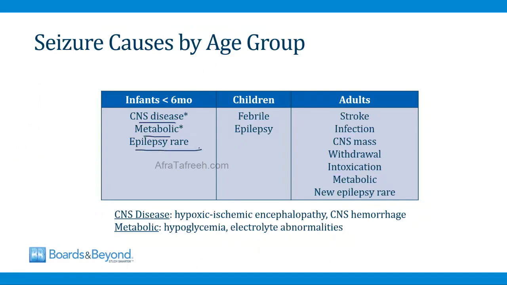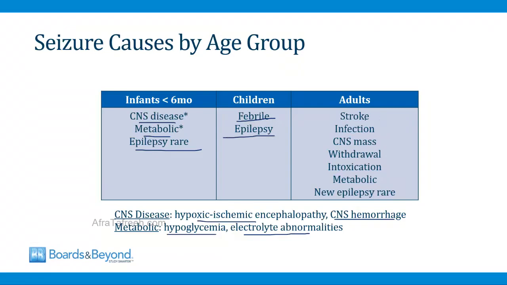Epilepsy is very rare in this age group. Examples of CNS disease include hypoxic ischemic encephalopathy, so this could be a baby who was born preterm with respiratory problems. Another cause is CNS hemorrhage. This also happens to babies who are born prematurely. Metabolic causes include things like hypoglycemia and electrolyte abnormalities. In children, febrile seizures are very common, and then childhood is the age of onset for many epileptic disorders, some of which we'll talk about later in this video.